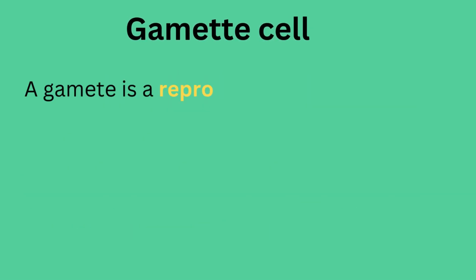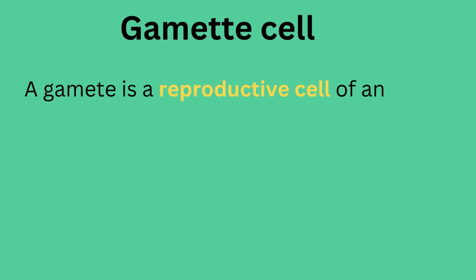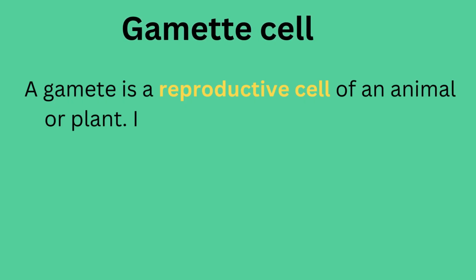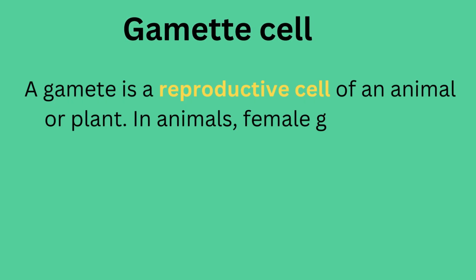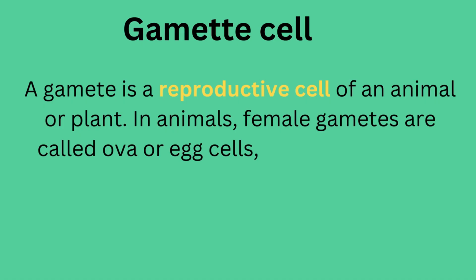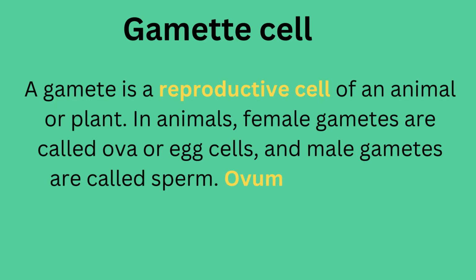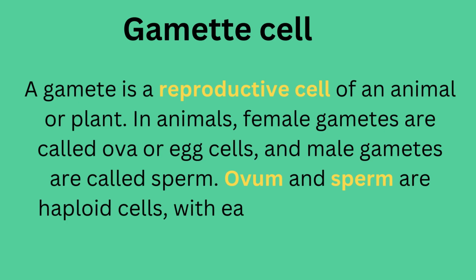As a recap from the previous lesson, a gamete is a reproductive cell of an animal or plant. In animals, female gametes are called ovum or egg cells, and male gametes are called sperm. Ovum and sperm are haploid cells, with each cell carrying only one copy of each chromosome.